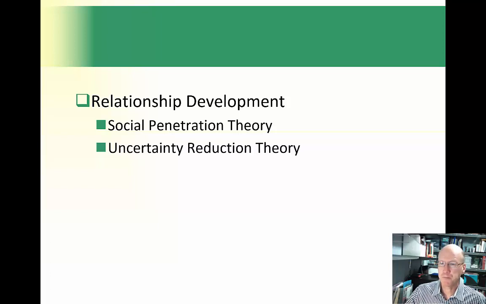Then the second theory here is uncertainty reduction theory, and this theory suggests that when we go into an initial interaction, we're uncertain about that individual, and so we engage in different strategies to reduce that uncertainty and potentially develop a relationship and become more attracted to that person.